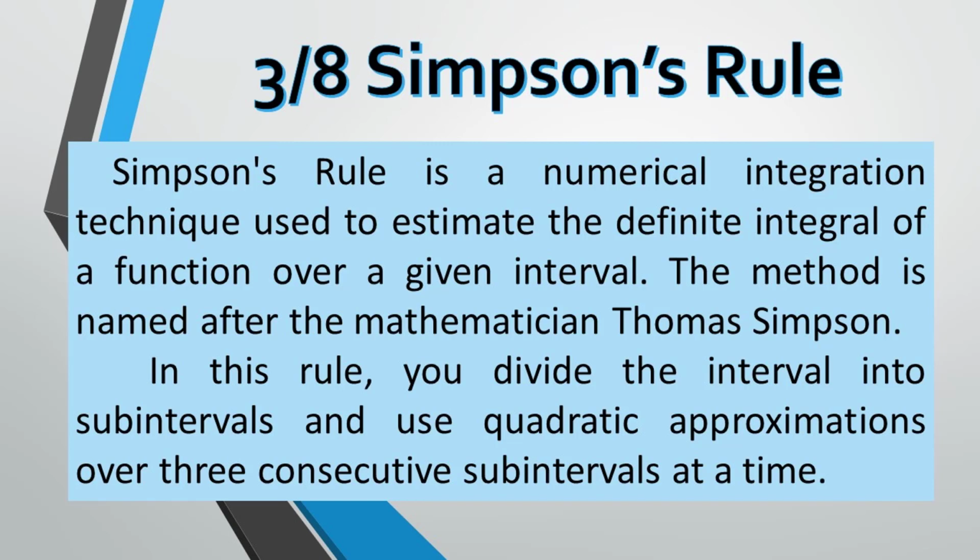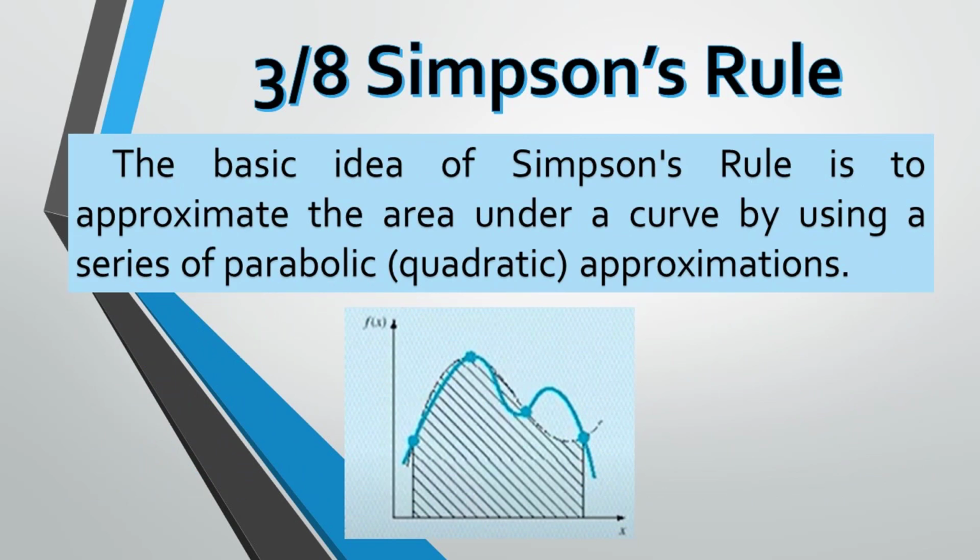Simpson's rule is a numerical integration technique used to estimate the definite integral of a function over a given interval. The method is named after the mathematician Thomas Simpson. In this rule, you divide the interval into subintervals and use quadratic approximations over 3 consecutive subintervals at a time. The basic idea of Simpson's rule is to approximate the area under a curve by using a series of parabolic or quadratic approximations, as seen on the graph.